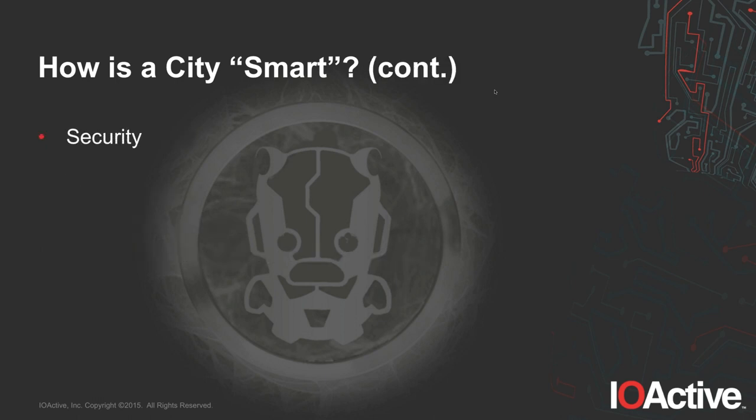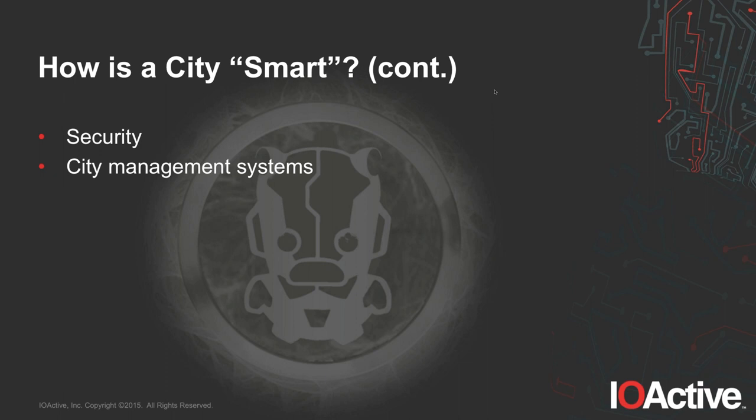Then for security, you have surveillance cameras that can also be traffic cameras. You have gunshot detection that can interpret the noise with a sensor and alert the police if it is a gunshot. All these systems are interconnected. Some of them are wireless, some of them not.